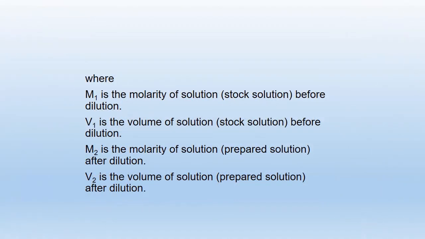Where M1 is the molarity of the stock solution before dilution. V1 is the volume of the stock solution before dilution. M2 is the molarity of the prepared solution after dilution. V2 is the volume of the prepared solution after dilution.